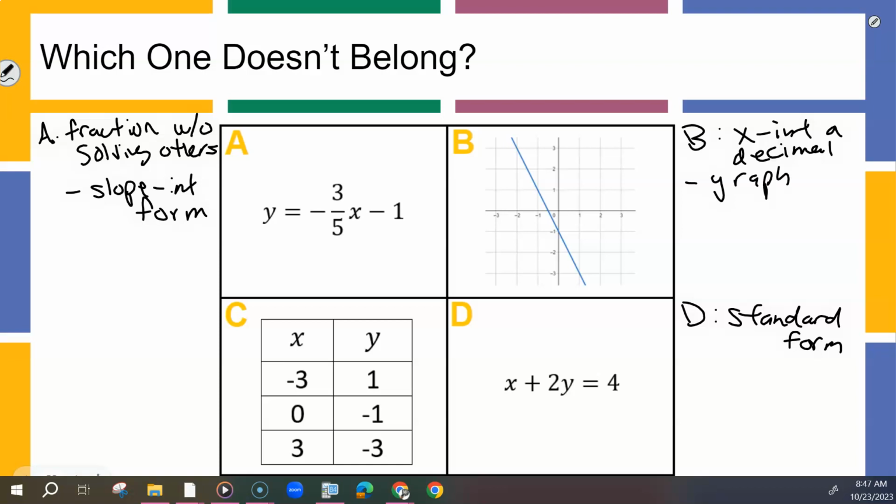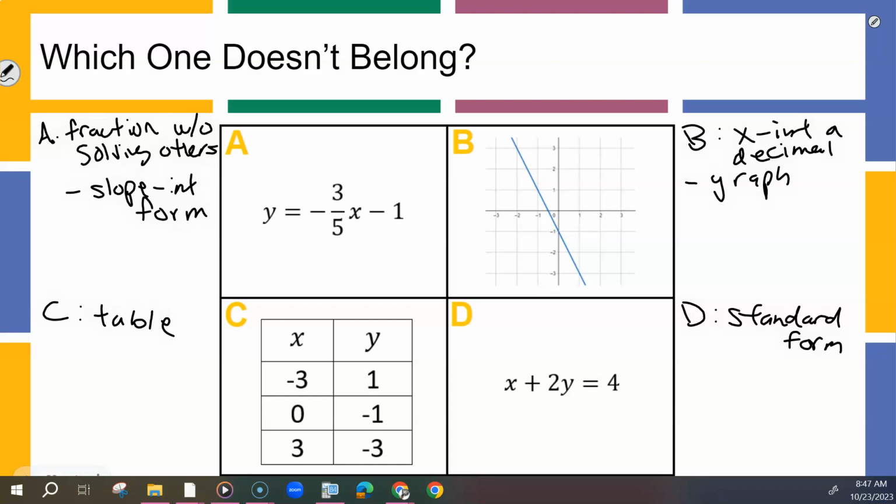What about C? Functions table. It's a table, sure. I just said functions table. They're technically all functions, but what did you say, James? The obvious thing for D would be the standard form.